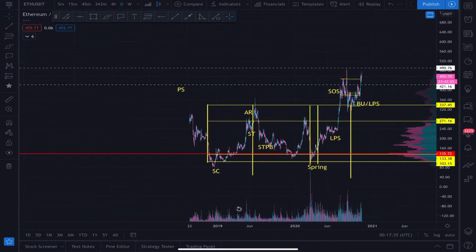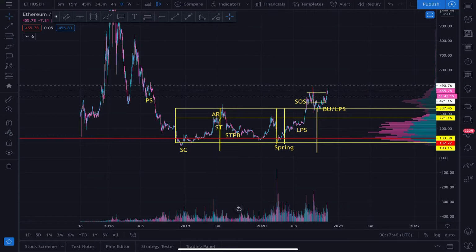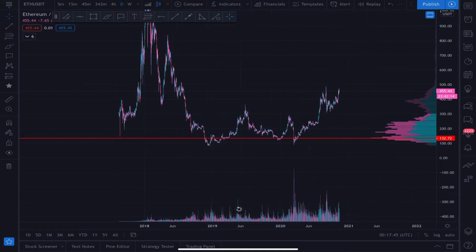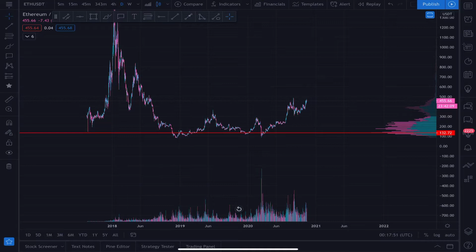Okay, a lot going on inside of this box here. So basically, let's get rid of all this garbage. Let's start over. The most important thing that I want you to make note of right now inside of Ethereum is this level right here. Boom. This was quite a consolidation zone. This is the $300 level on Ethereum.